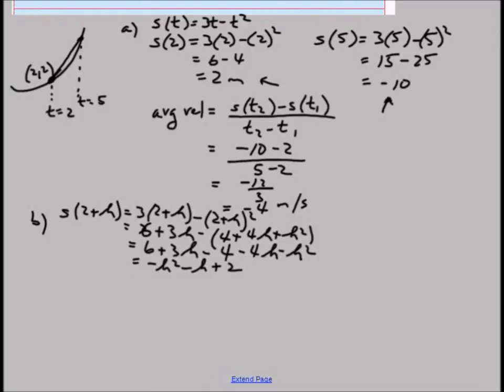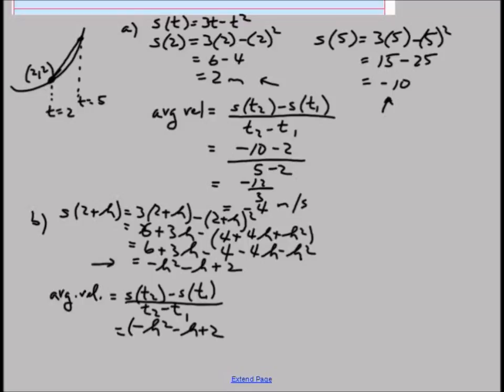That means that the average velocity is S(t2) subtract S(t1), divided by t2 subtract t1. So S(t2), that's this value, subtract S(t1). Well, that was S(2), which is up here, which is 2. All over t2, which was 2 plus h, minus t1, which was 2.